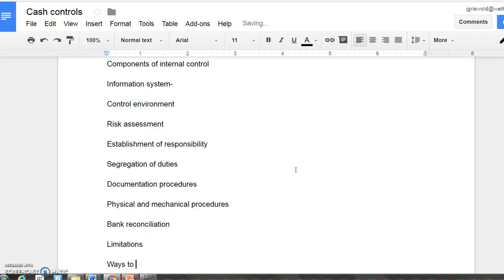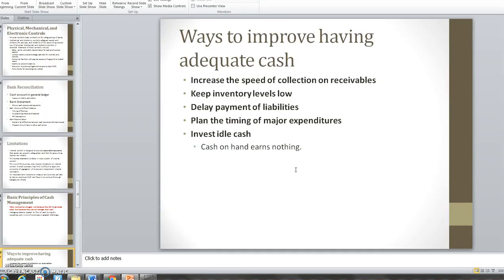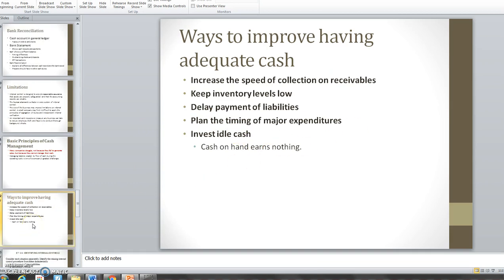So ways to improve cash controls. These are different ways. Keep inventory levels low, delay payment of liabilities, plan timing of major expenses, invest idle cash, since cash on hand earns nothing. Again, make sure you collect the money that's owed to you. So there are ways you can improve your cash.